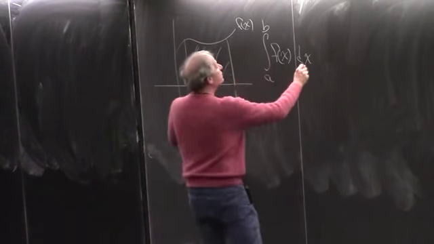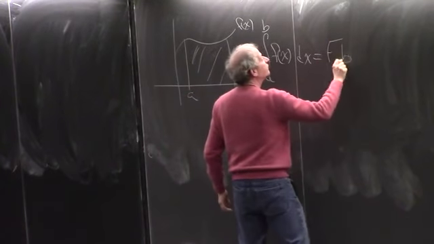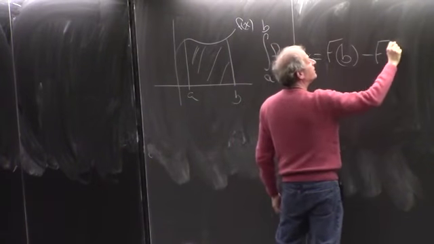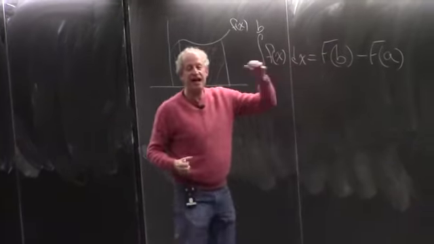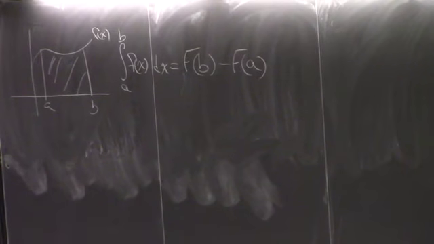You sure? Alright, so this is the antiderivative of f evaluated at b minus the antiderivative evaluated at a. So the capital F is the antiderivative, so working backwards.